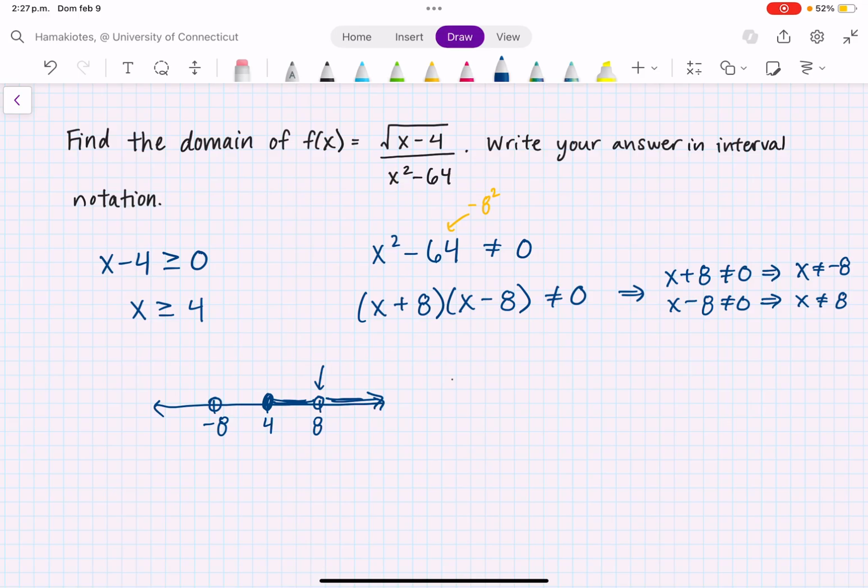So we have square bracket 4, since 4 is included, and now we want to go from 4 to infinity, but we want to exclude 8. So we do 4 comma 8, which is not included, so I'll do a curved parentheses. And now we want to do union and include everything from 8, but not include 8, up to infinity. And so this is our final answer.